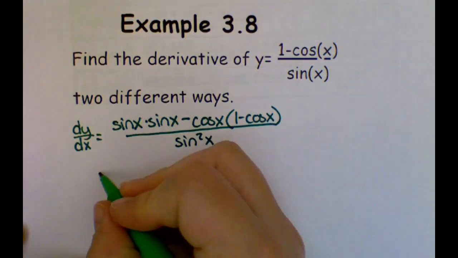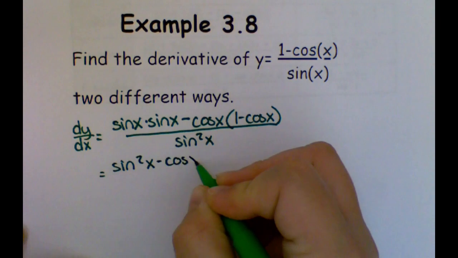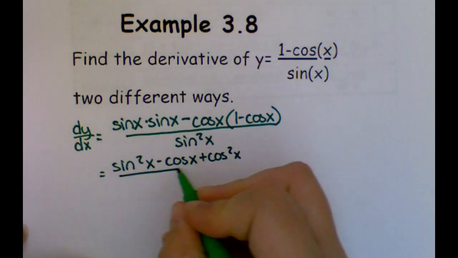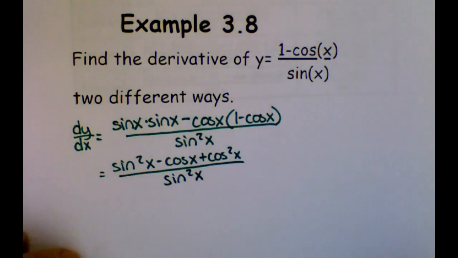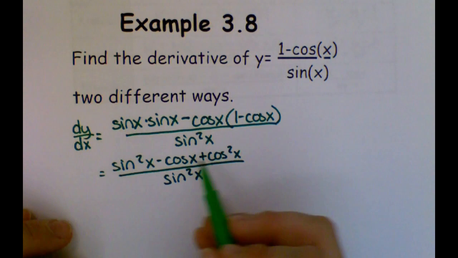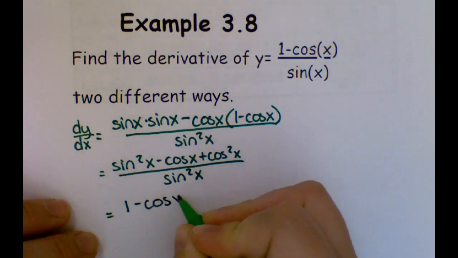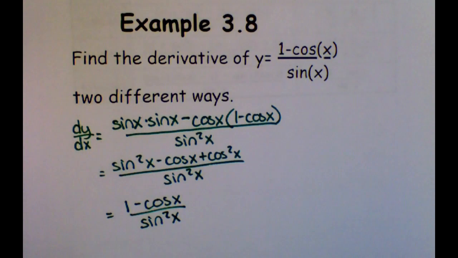Well, when we simplify this, we get sine squared of x minus cosine of x plus cosine squared of x, all over sine squared of x. And if we remember our simplification rules, sine squared plus cosine squared is 1. We get 1 minus the cosine of x over sine squared of x. There's our derivative.